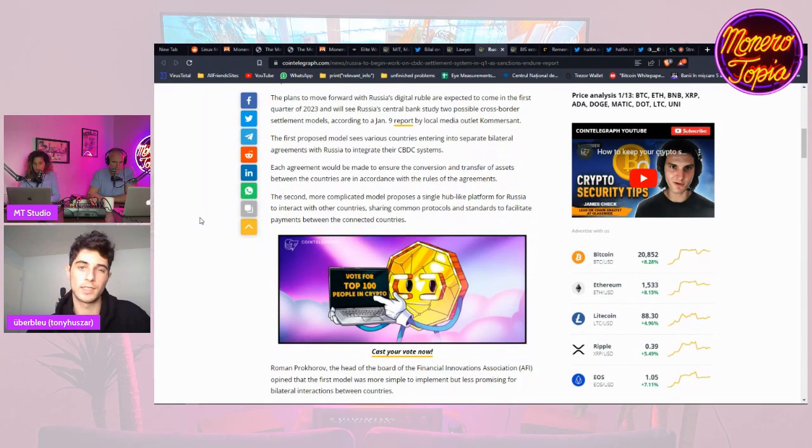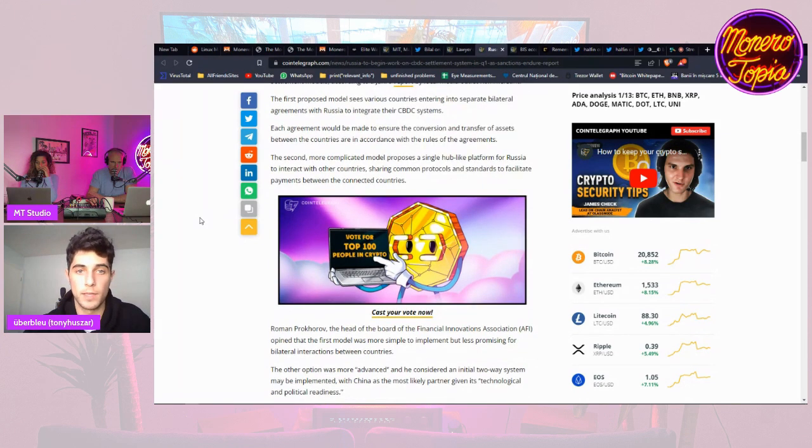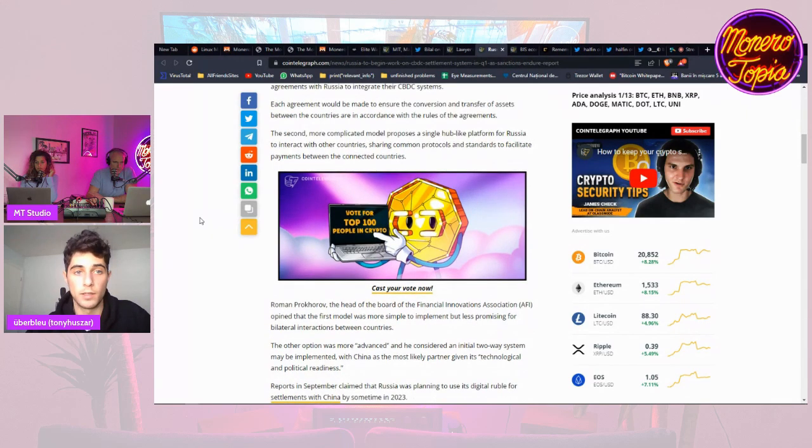And the second, this is a more complicated model. It proposes a single hub-like platform for Russia to interact with other countries, sharing common protocols and standards to facilitate payments between the connected countries. Now, for this, the country with which they are conducting the payments needs to be technologically and politically sound or ready to commit to such a thing.